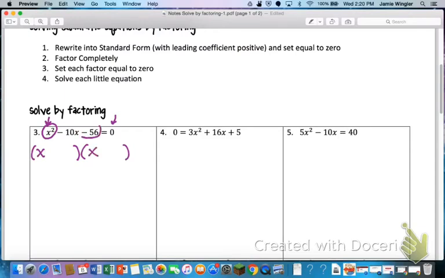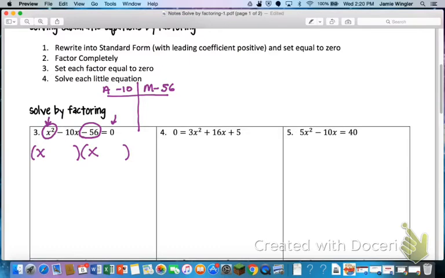We're going to look at our last term, which is negative 56, and we have to figure out what will multiply to get us negative 56, but add to get us negative 10. I think I was doing this backwards. Multiply to give us negative 56, but add to give us negative 10 is how I made the chart before we left for break.